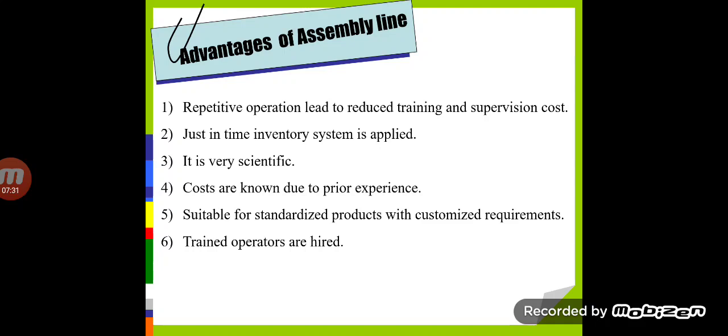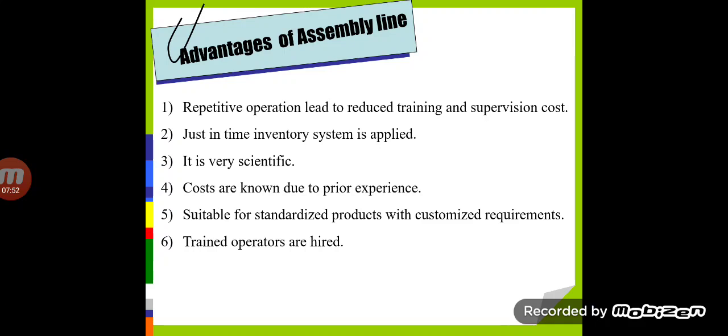Fifth one is suitable for standardized product with customized requirement. For example, car, laptop, because we are able to produce the standard product and customized product. So it is suitable for the standardized product with customized requirements. Is it possible with the help of assembly line?